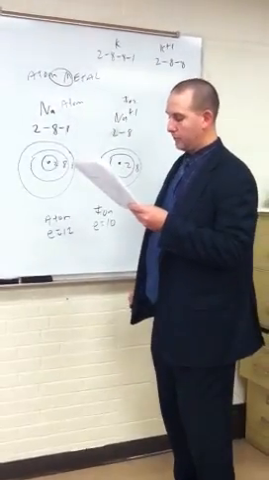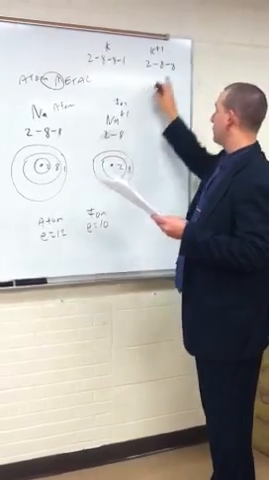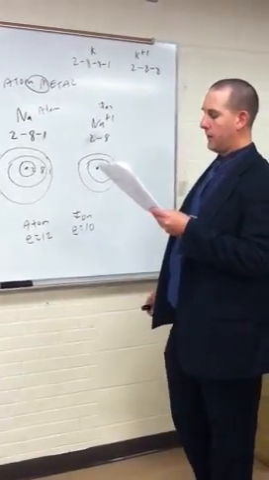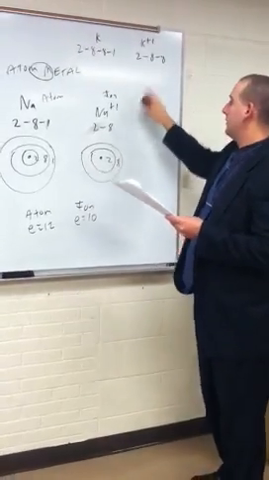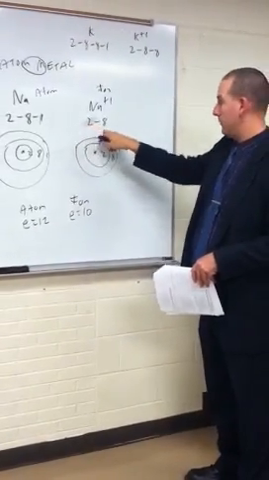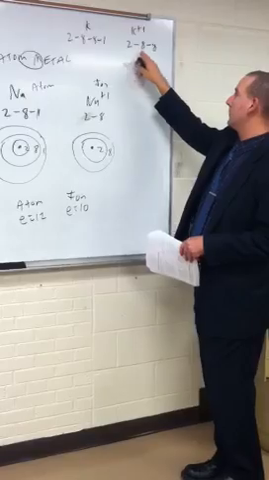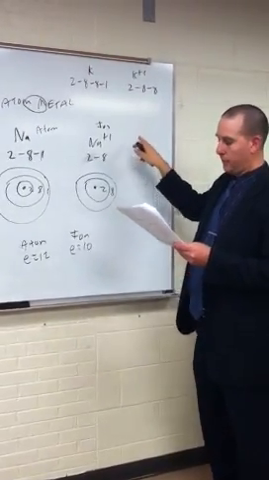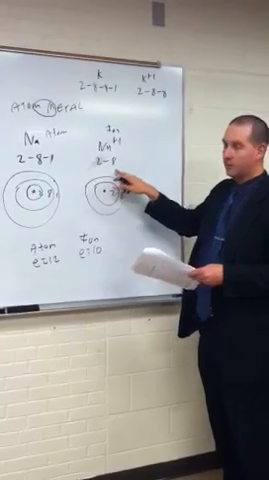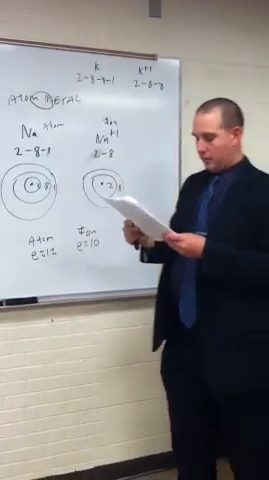It says one electron is removed from both, so now you have 2-8 and 2-8-8. Explain why the Na ion is much smaller than the K ion. How many shells are in the Na ion? 1, 2. How many in the K ion? 3. 1, 2, 3. So why is the Na ion much smaller than the K ion? Because it has one less shell. That's why.